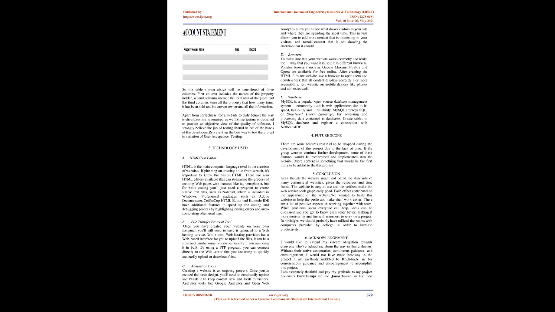So the table shown above will be considered of three columns. First column includes the names of the property holder, second column includes the total area of the place and the third column stores all the property that how many times it has been sold and its current owner and all the information.